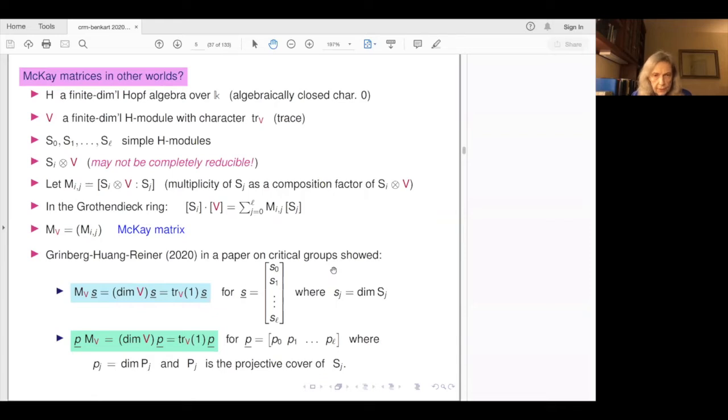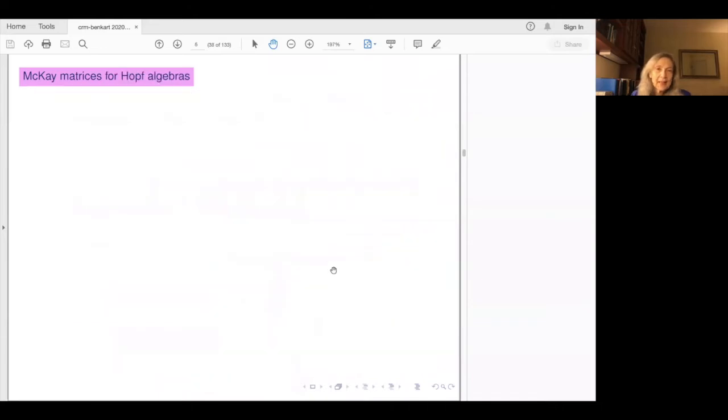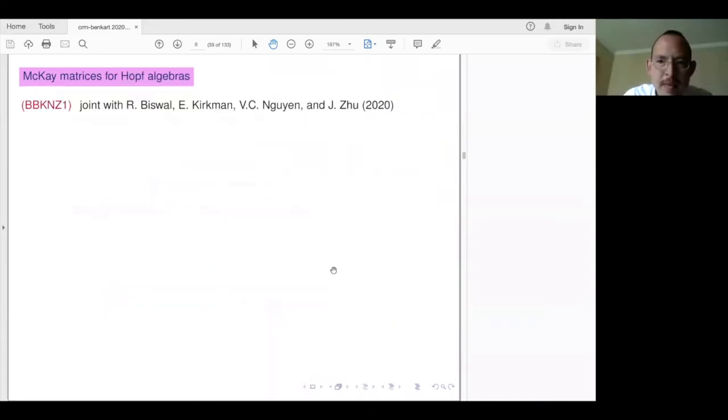So ever since I got a copy of this paper by Grinberg, Huang, and Reiner, I started asking Vic Reiner, can't you say anything more about the eigenvectors? And he got tired of me. So what I wanted to talk about is some joint work. The five of us were at a workshop where the format of the workshop was to work together in groups. So this is a group project. This paper has been posted on the arXiv if you're interested.